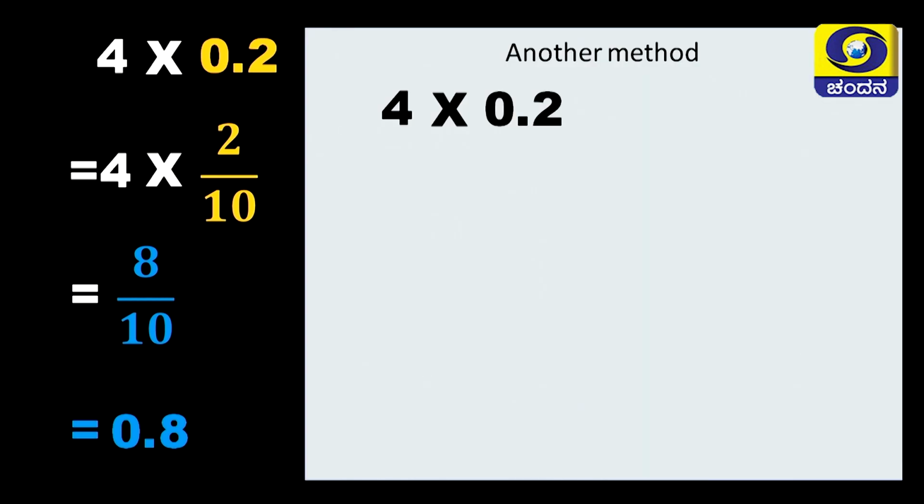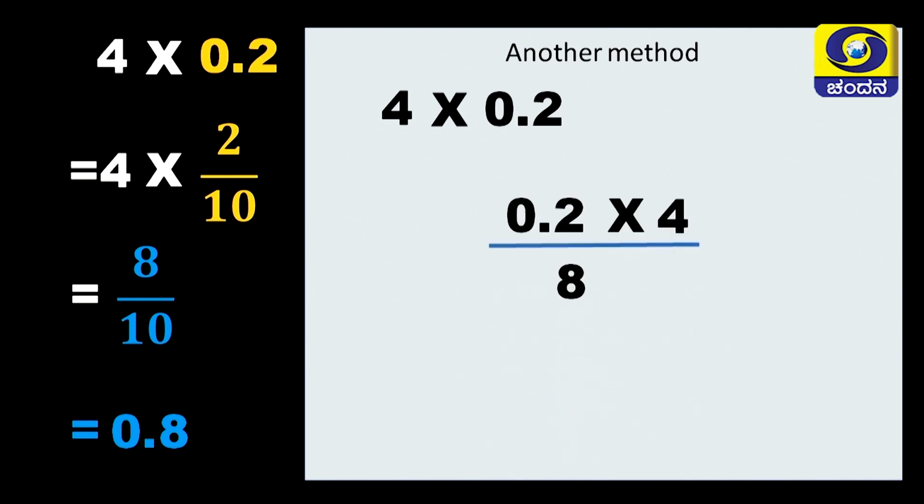In this method, we will ignore the decimal point and multiply them the same way we multiply the whole numbers. After finding the answer, we will count the number of digits after the decimal point in the given numbers to be multiplied. Since 4 is a whole number, there will be no digit after the decimal point. In 0.2, there is one digit after the decimal point. That means there is only one digit after the decimal point in both the numbers.